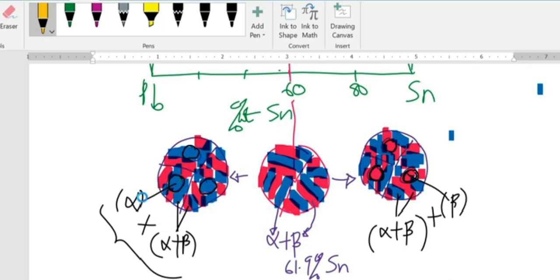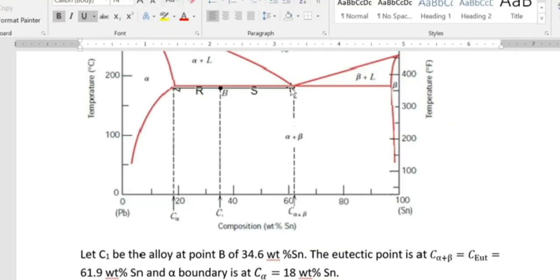Because it's within these two dual regions, we are supposed to find the percentage of alpha, that is the fraction of this alpha itself, this blue ball, and then the fraction of this alpha plus beta. So this structure is a combination of this structure plus additional alpha. This is the alpha boundary and this is the alpha plus beta boundary. So what we are asked for is the percentage of alpha and the percentage of the eutectic structure. This is the eutectic structure, alpha plus beta.